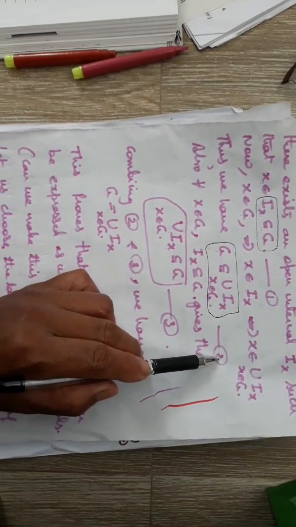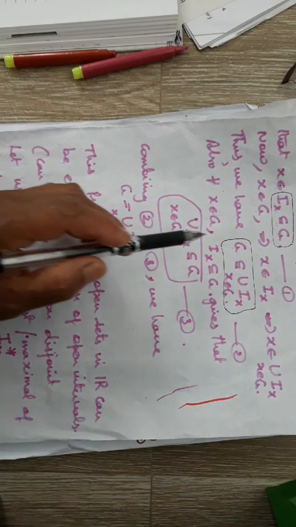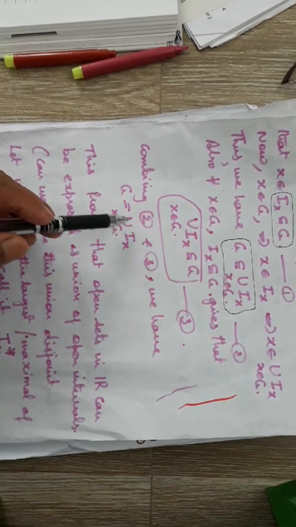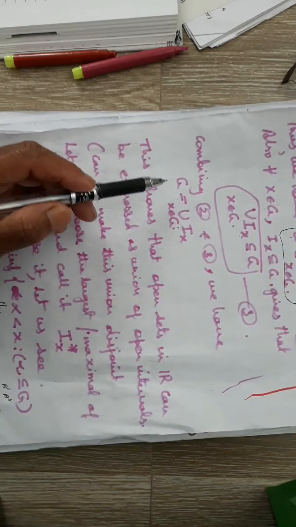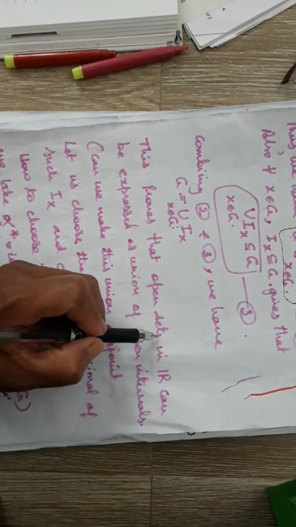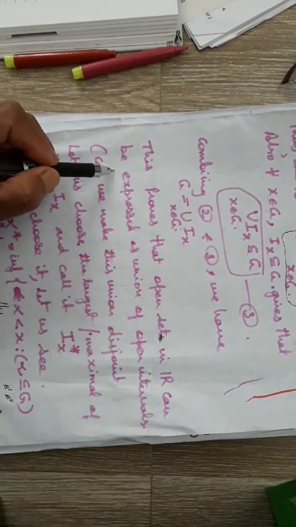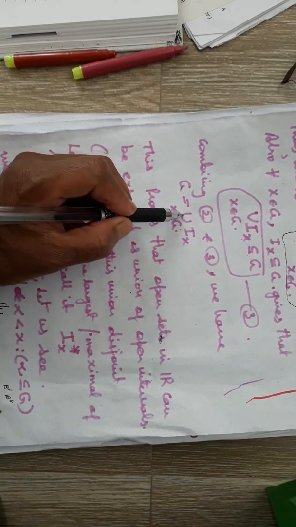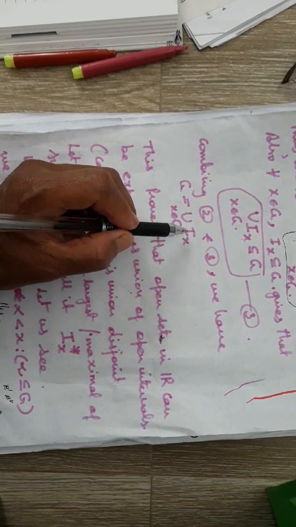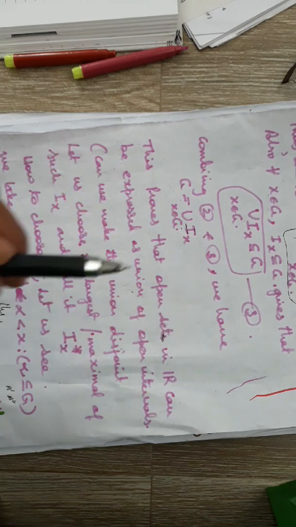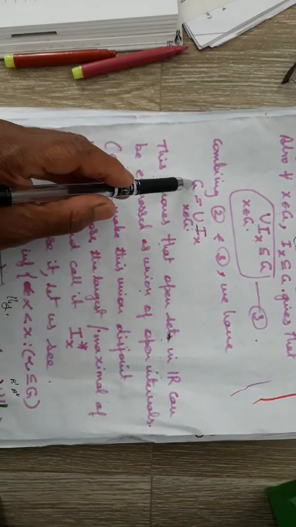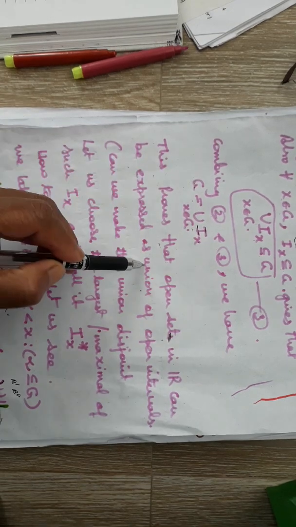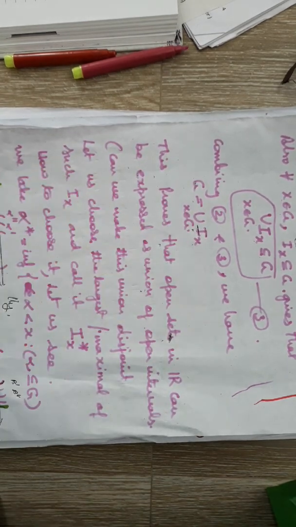So combining 2 and 3, we have G equal to the union of Ix. This shows that G can be expressed as a union of open intervals, where each Ix is an open interval. So this proves that an open set in R can be expressed as a union of open intervals.